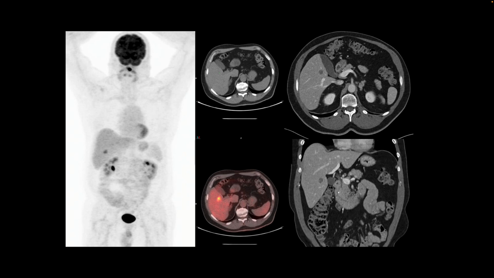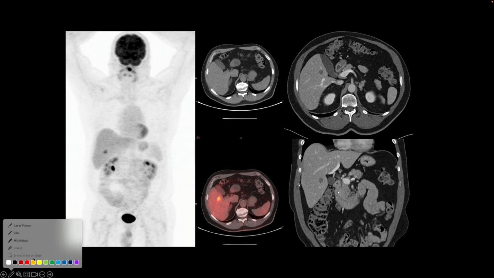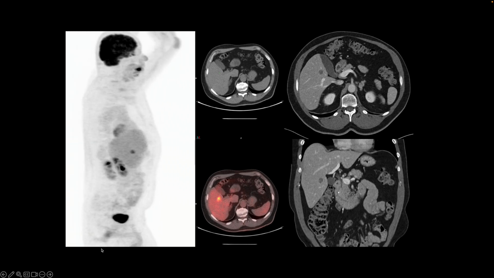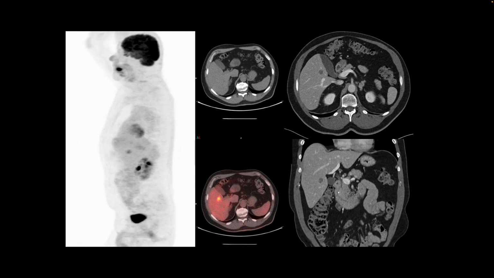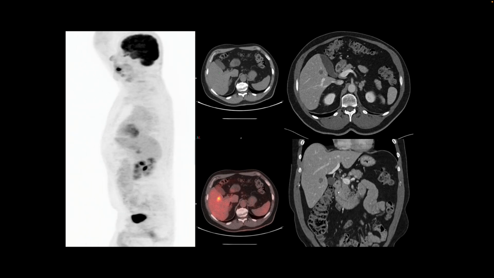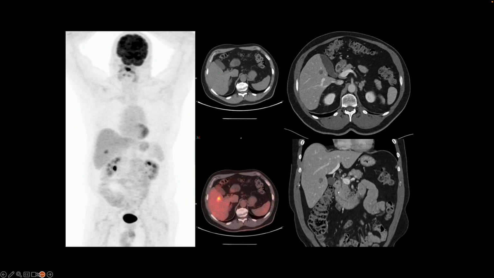They had received surgery, and an FDG PET CT scan was performed to evaluate the finding of ctDNA positivity on their blood tests. Let's start by looking at the rotating image. We see focal hypermetabolism in the right lobe of the liver. This focus corresponds to this finding seen on the fused image.